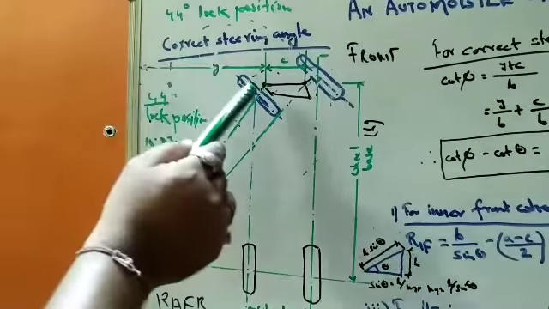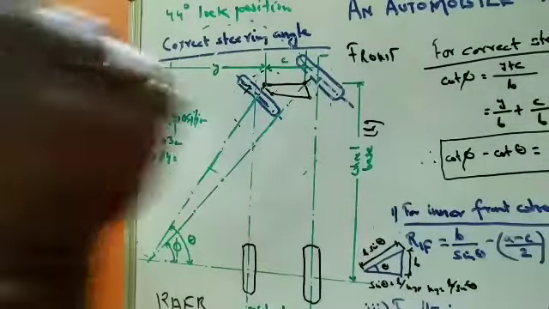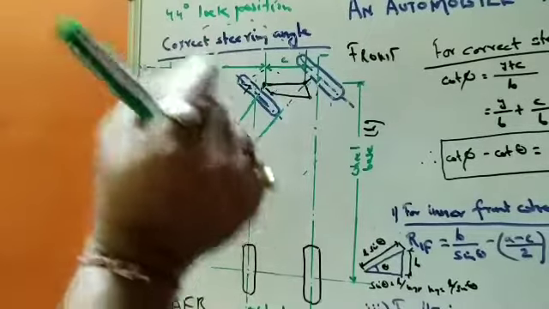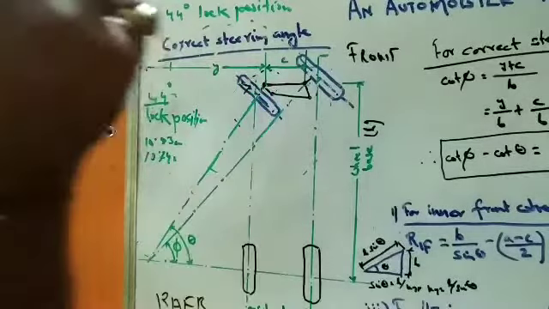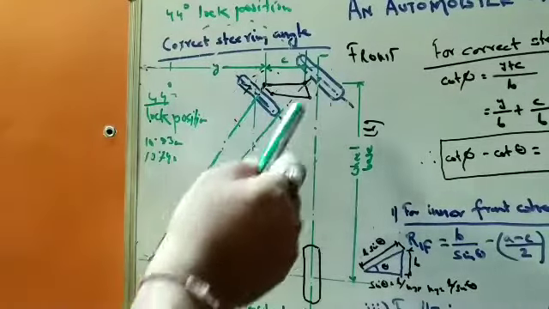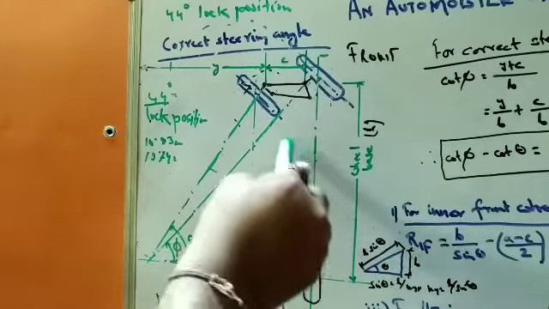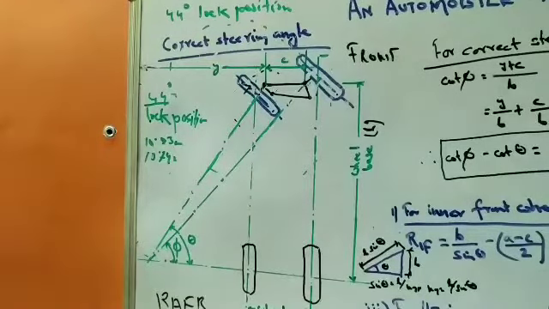So when the outer wheel covers the minimum circle, rotating about the center and covering a minimum radius, that circle is called the turning circle, and the radius of the circle is called the turning radius.